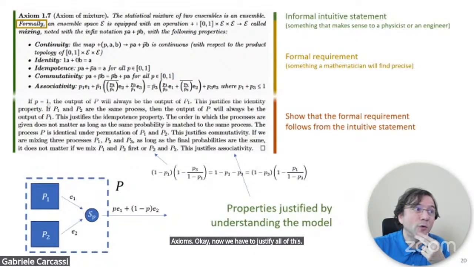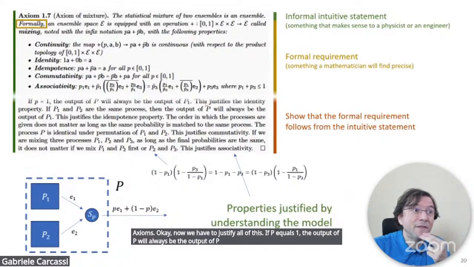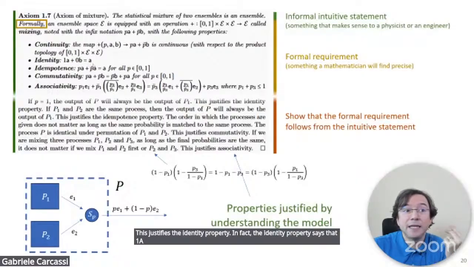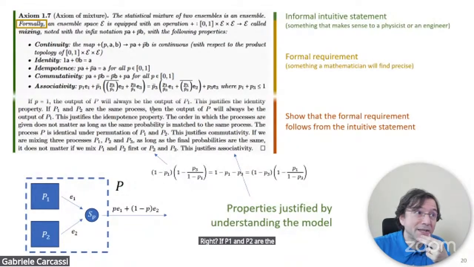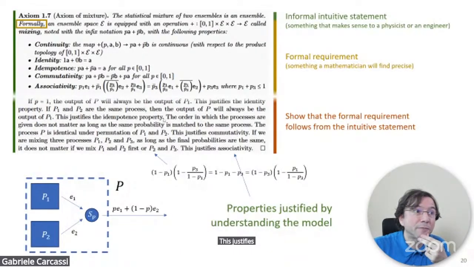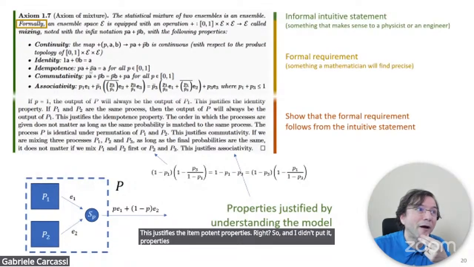Okay, now we have to justify all of this. If P equals 1, the output of P will always be the output of P1. This justifies the identity property. In fact, the identity property says that 1A plus 0B gives you A, right? If P1 and P2 are the same process, then the output of P will always be the output of P1. This justifies the idempotent property, right? The idempotent property is PA plus P bar A equals A, which is exactly what's happening here.